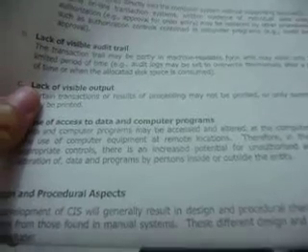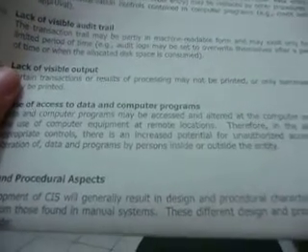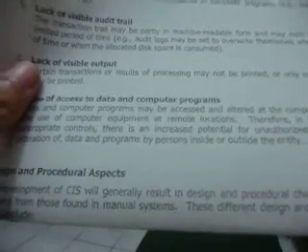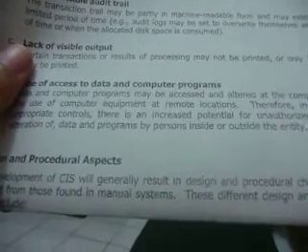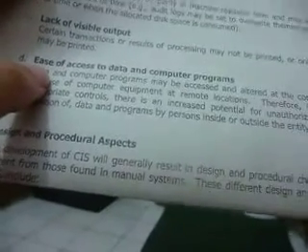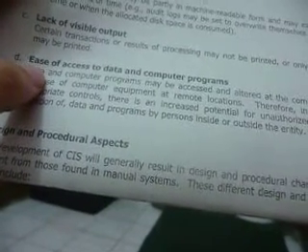Lack of visible audit trail. The transaction trail may be partly in machine-readable form and may exist only for a limited period of time. For example, audit logs may be set to overwrite themselves after a period of time or when the allocated disk space is consumed. Lack of visible output. Certain transactions or results of processing may not be printed, or only summary data may be printed.